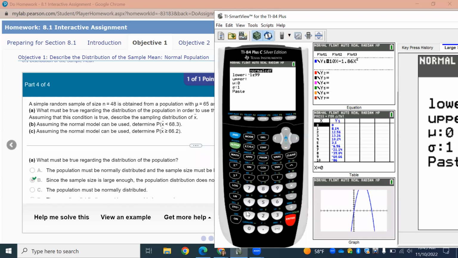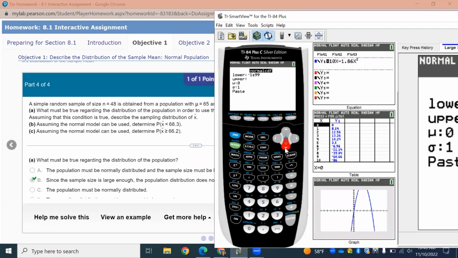Okay, so first we enter the lower bound. For the first question, we're talking about less than 68.3, so I'm just going to leave the lower bound as what it has in here. It always automatically reverts, in my calculator, to -1 followed by 99 zeros. You can also just type in -1,000,000. Usually -10,000 should be enough.